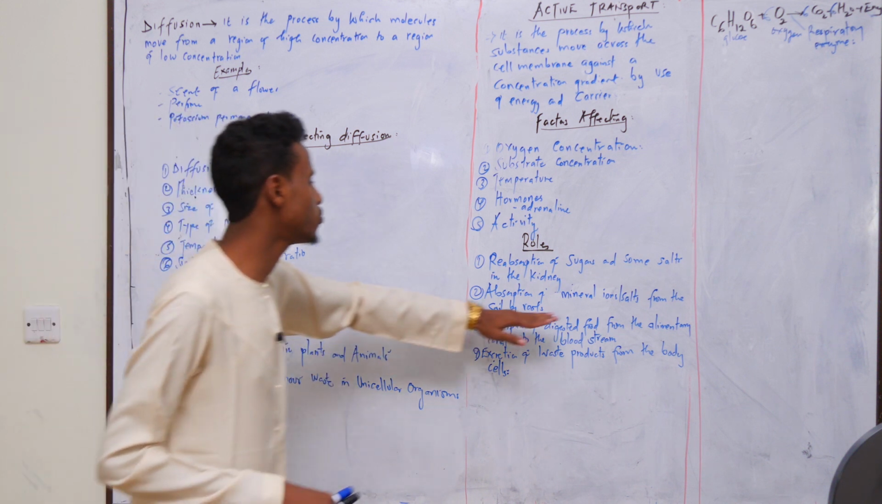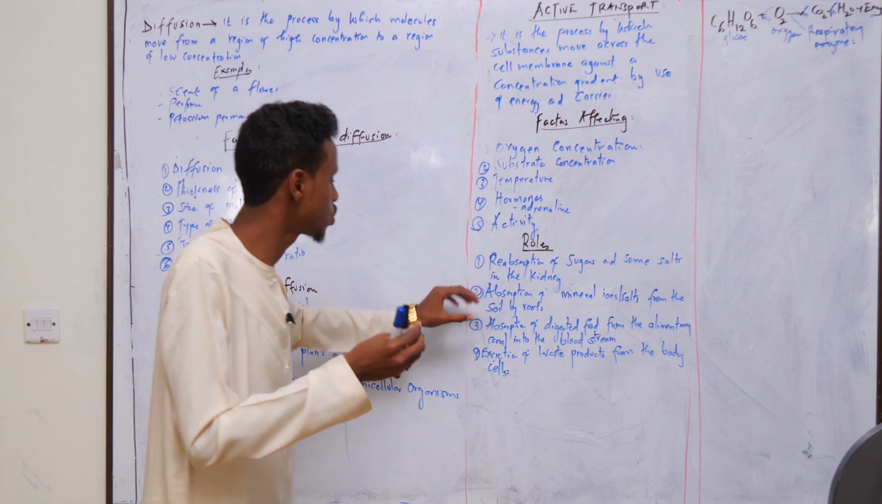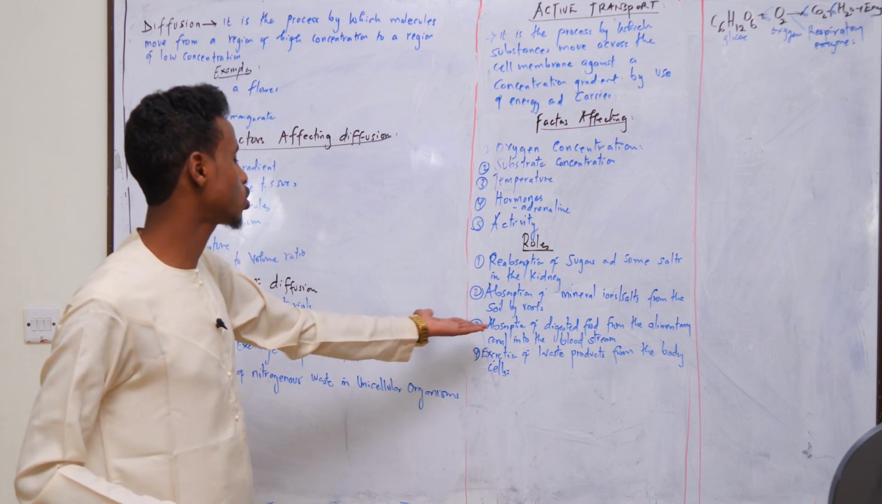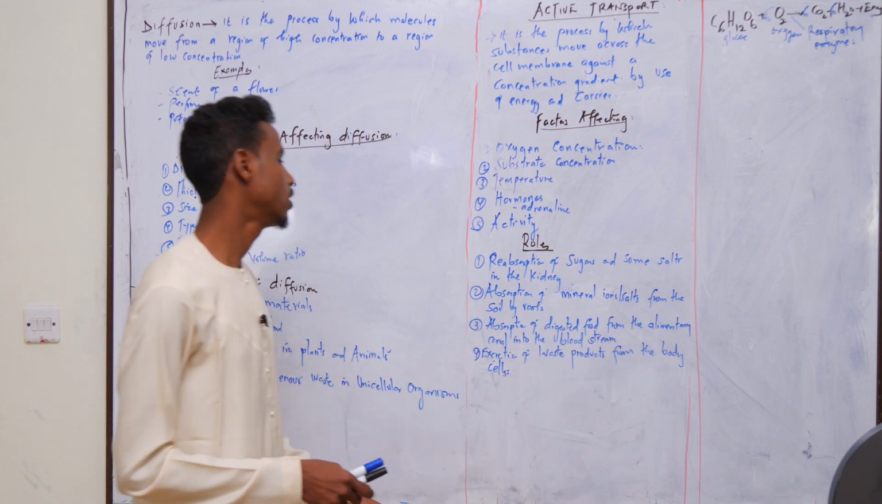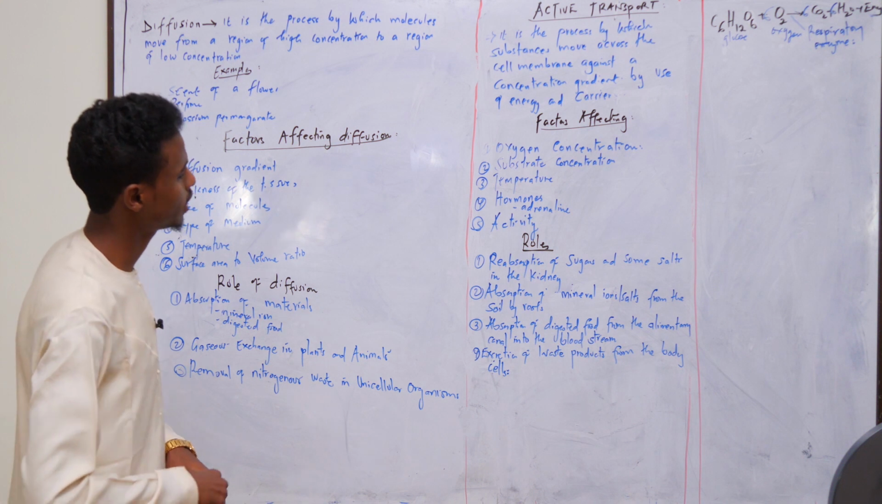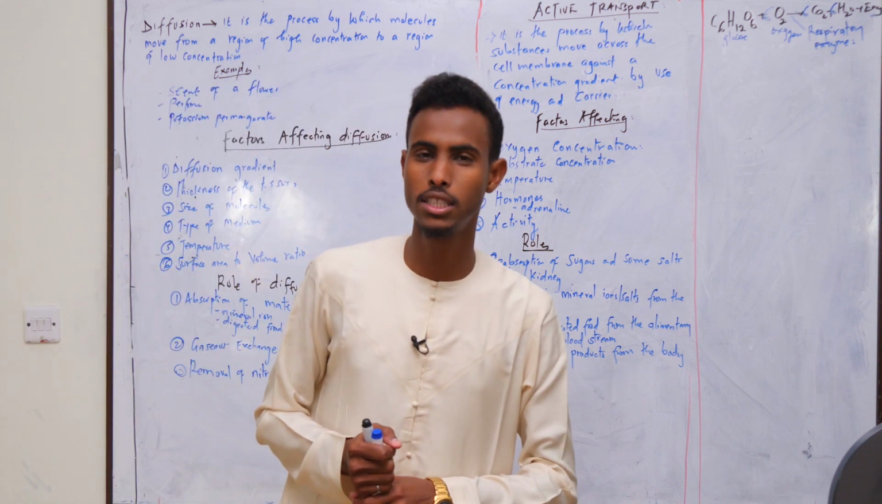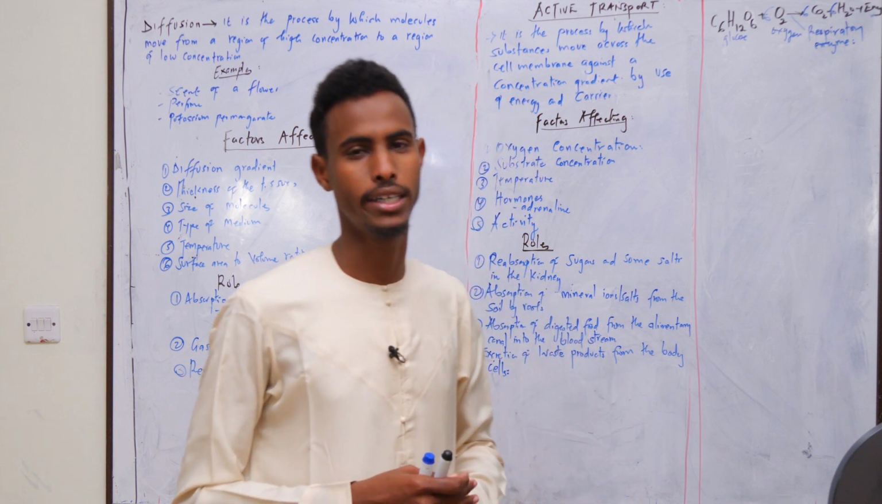Now class, absorption of mineral ion salts from the soil by roots. This is when the concentration of salt is lower in the soil. Absorption of digested food from the alimentary canal, excretion of waste products from the body cells. And therefore class, that is briefly about active transport and diffusion.